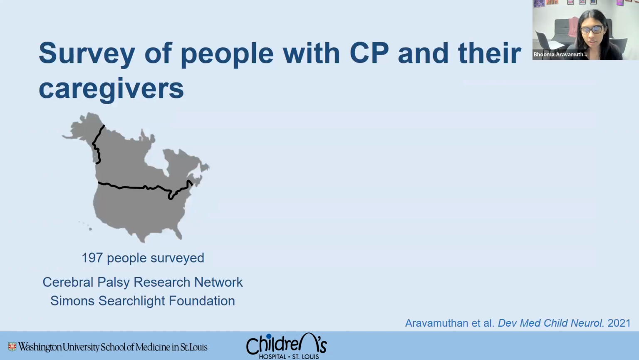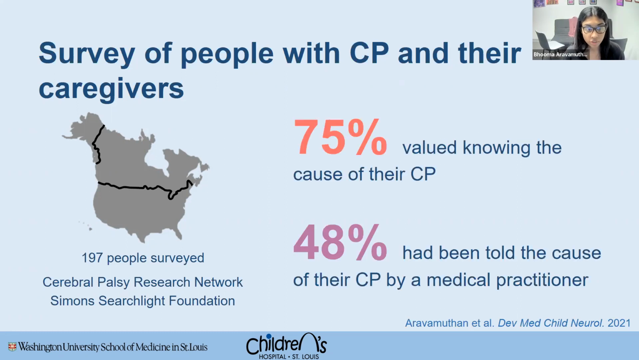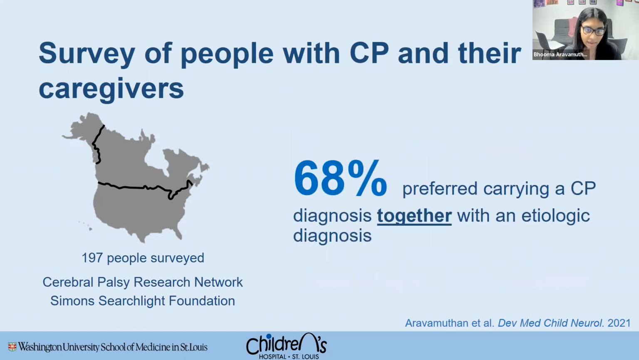I noted earlier that many physicians felt that a genetic diagnosis should supersede a CP diagnosis, that a genetic diagnosis was better. And we asked people with CP and their caregivers what they thought about that. We surveyed about 200 people across North America. 75% value knowing the cause of their CP, but only 48% had been told the cause of their CP by a medical practitioner. Again, highlighting why it's important for us to close that gap.